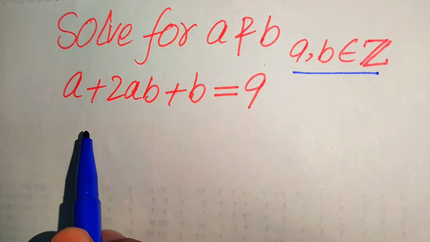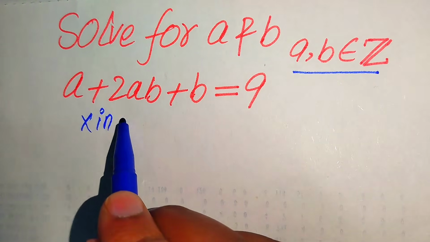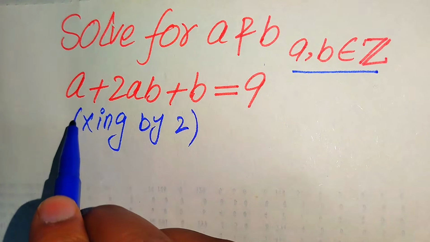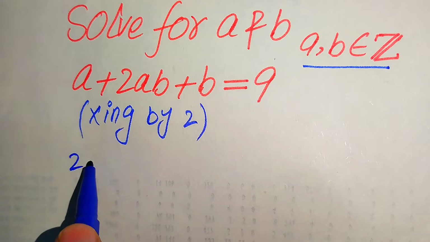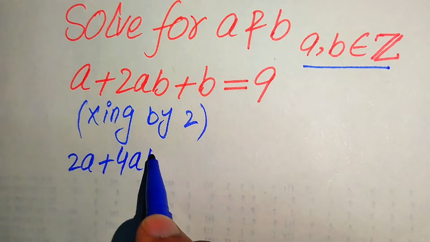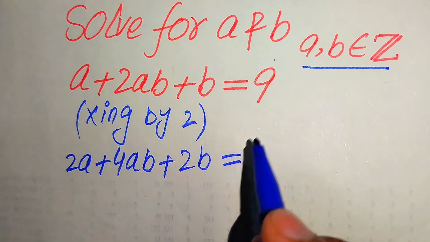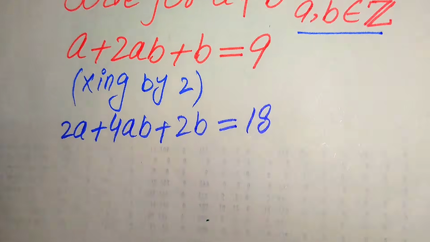So here first we need to multiply both of the sides by 2. When we multiply each of these terms by 2, it will be written as 2a plus 2 times 2 becomes 4ab plus 2 times b is equals to 2 times 9 becomes 18.